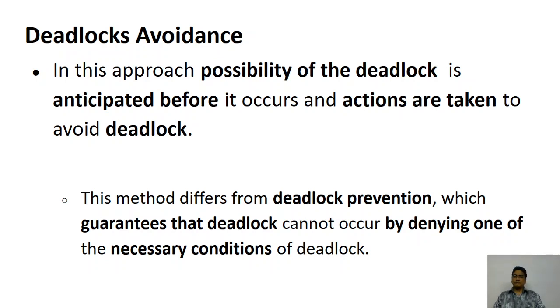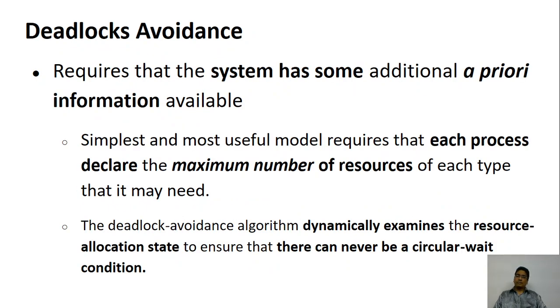So in deadlock avoidance, you try to anticipate that if I take a particular step, that may lead to a deadlock, so you don't take that action. In order to avoid the deadlock, we must have the proper knowledge. When we talk about deadlock avoidance, it requires you to have prior knowledge of the situation or what is going to come next. If you know that, you can avoid it.